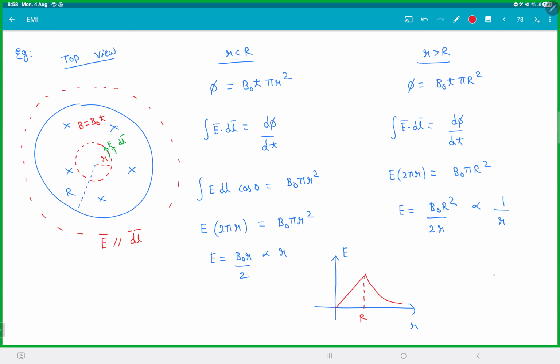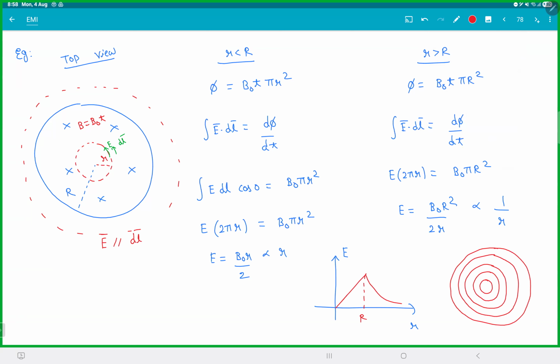And how will the field lines look? The field lines will be concentric circles. You have never seen an electric field like this. You have seen a magnetic field like this. We have never seen an electric field of this sort. You cannot create these things with charges.